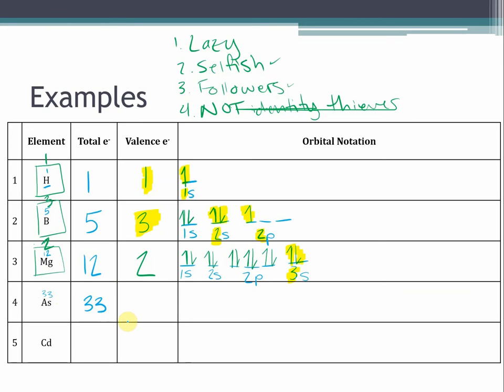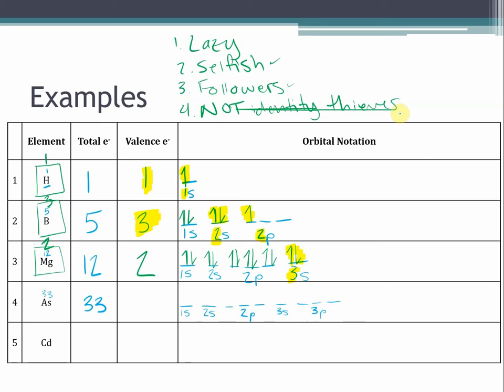So we're going to go ahead and draw our orbitals, and this time we're going to go all the way through the 4p orbitals. So make sure you write kind of small for this one. So I'll draw my 1s and my 2s and my 2p and my 3s and my 3p.